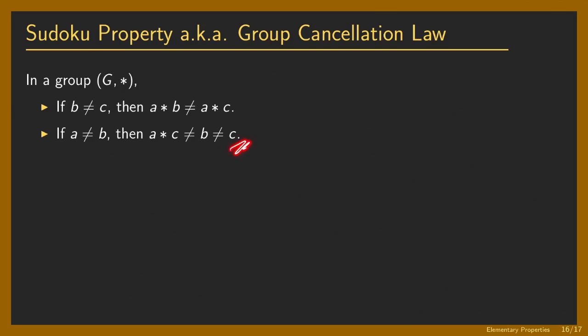Ito naman pangalawa ay contrapositive ng RCL. That's why they are equivalent. I think there's an error here, sorry. This should be star. Okay. Now, I also call this the Sudoku property, or this contrapositive. I usually call this the Sudoku property.